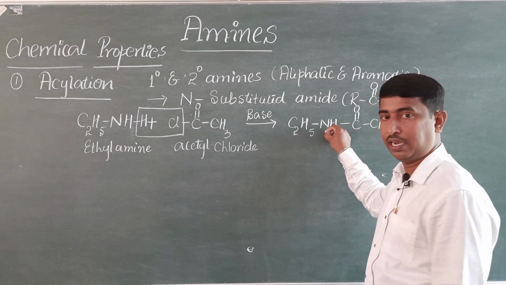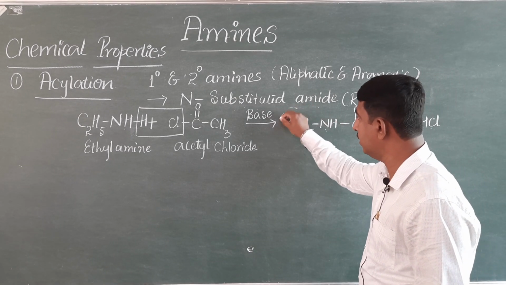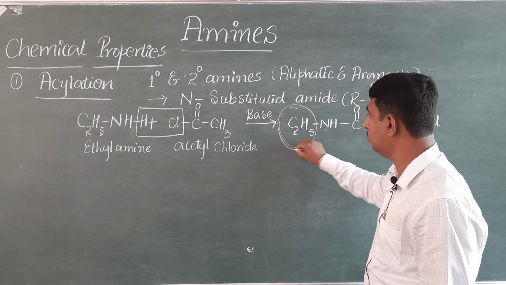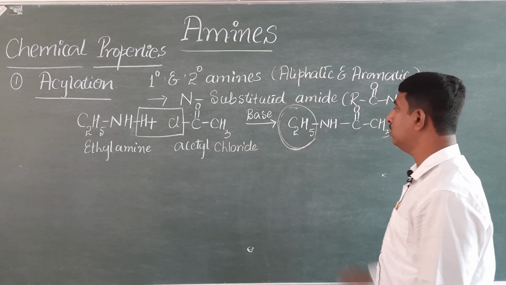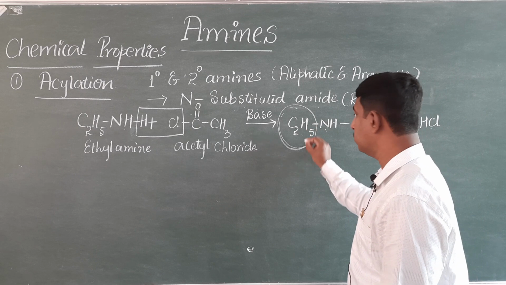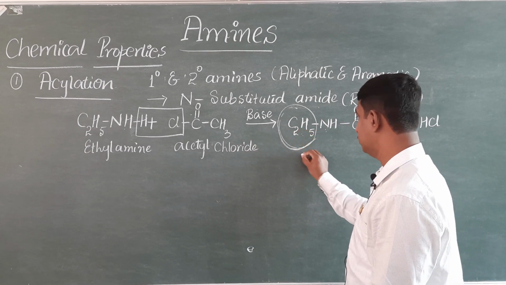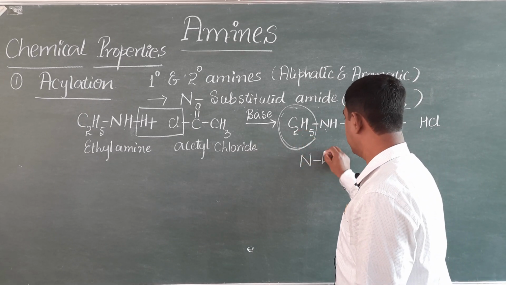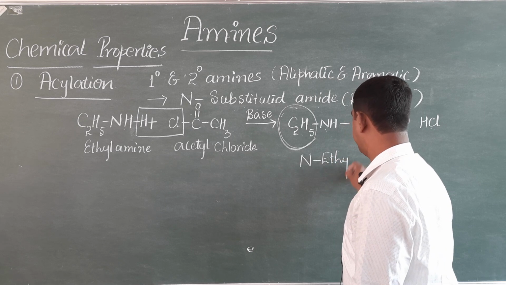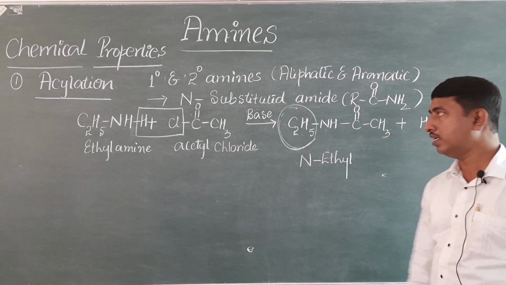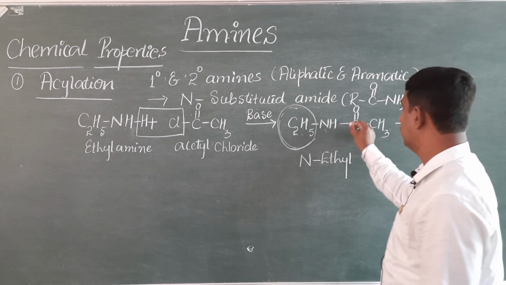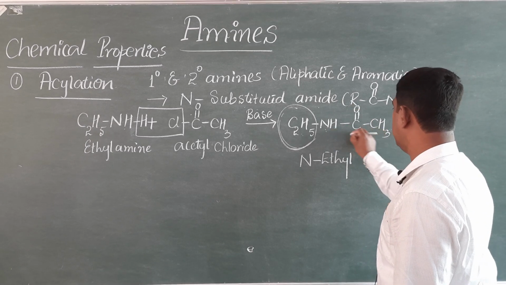See, this is N, nitrogen. Upon nitrogen, there is a substituent group. The name of this substituent group is ethyl group. So, I can name it N-ethyl. Now, how many carbon atoms can we see here?